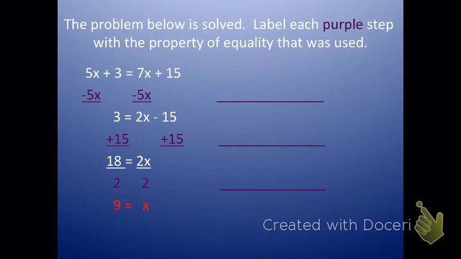The problem is 5x plus 3 equals 7x plus 15. And in the purple line right below, we see minus 5x on both sides of the equal sign. So what property of equality would have been used in that problem? If you said subtraction property of equality, you are absolutely right. When you subtract 5x on the left side, it cancels it out. When you subtract 5x on the right side from your 7x, you're going to get 2x.